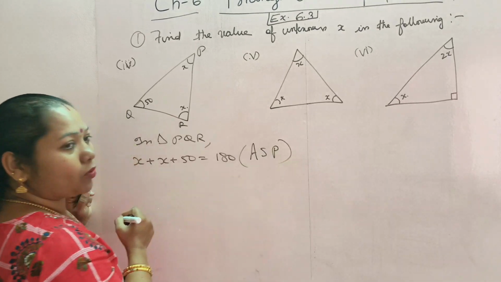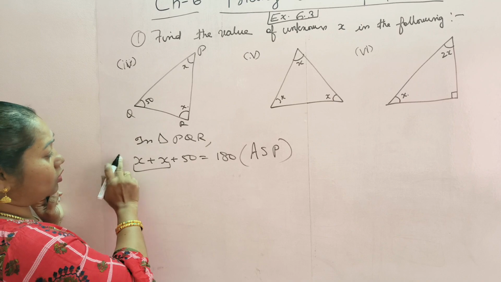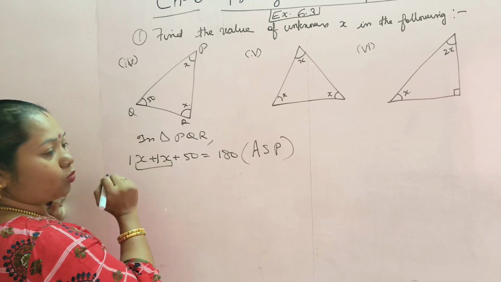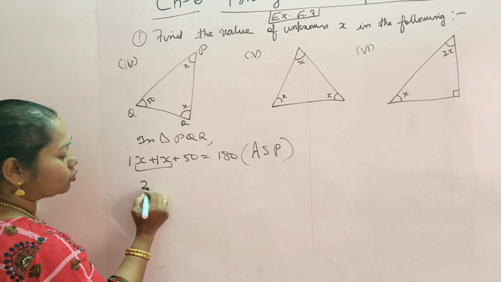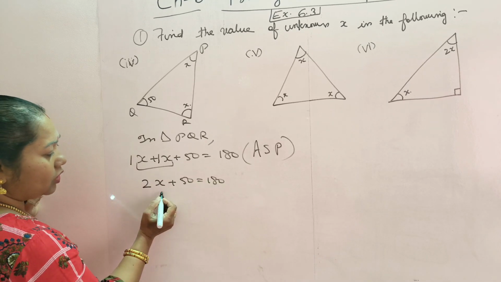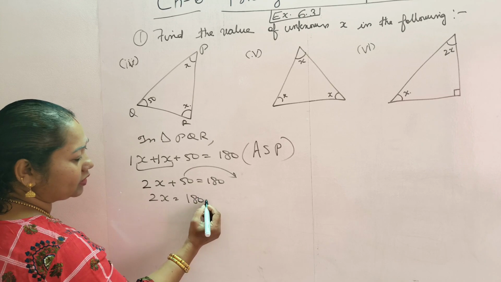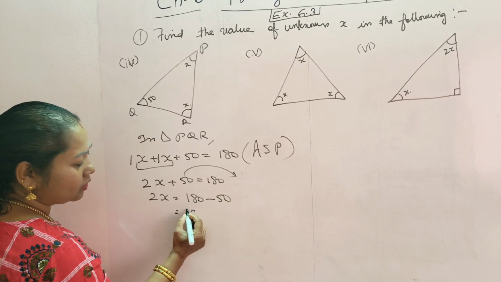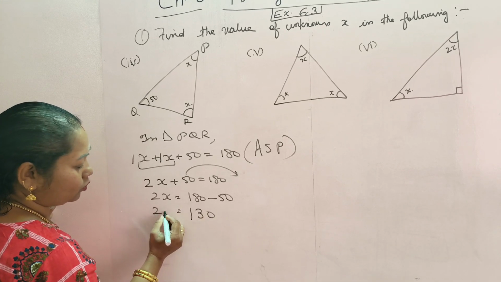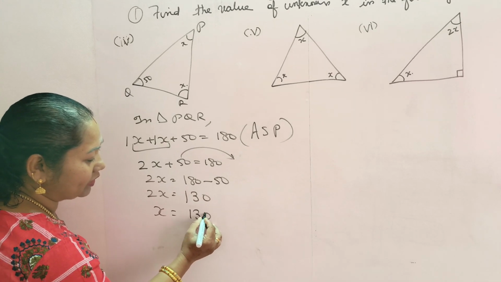Angle sum property. X plus X is, since the coefficient of X is 1, nothing is mentioned, that means 1. Here also 1. So 1x plus 1x means 2x plus 50 is equal to 180. 2x is equal to, 50 is crossing this side, so 180 minus 50, that is 130. 2x is equal to 130.